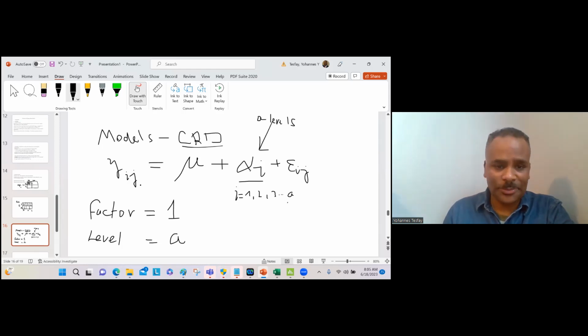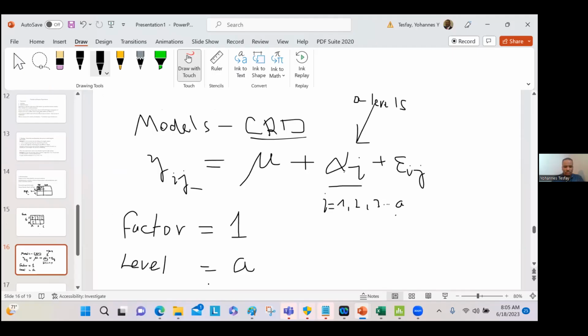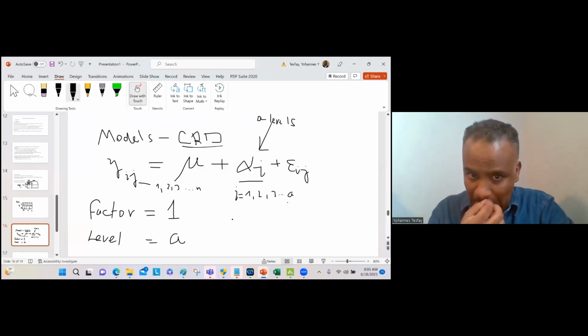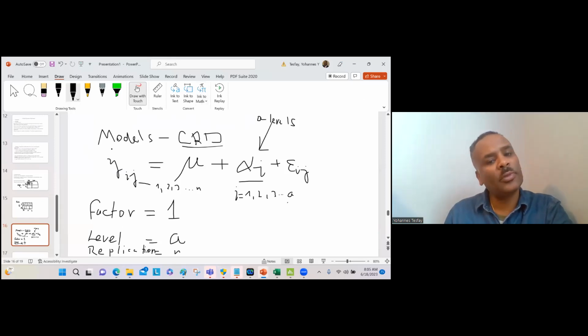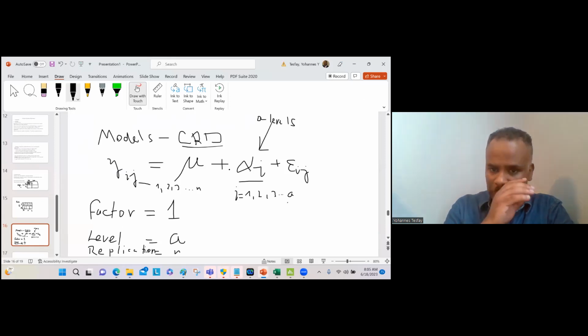And let's say J running from 1, 2, 3 up to N. What is N? Is it clear?